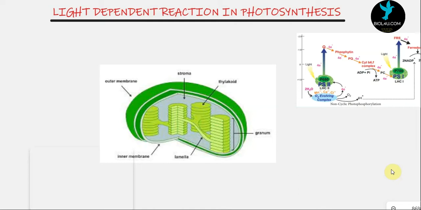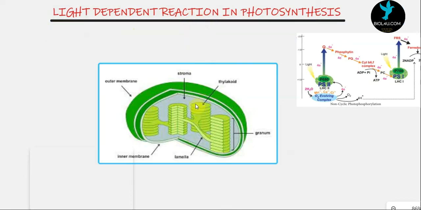Okay, so in this video I am going to explain a new part of photosynthesis, that is the light dependent reaction in photosynthesis. You know, photosynthesis has two phases, that is the light dependent phase reactions and the light independent phase, that is the dark reaction. The light dependent reaction is the first phase in photosynthesis, and this phase occurs in the thylakoid membrane.